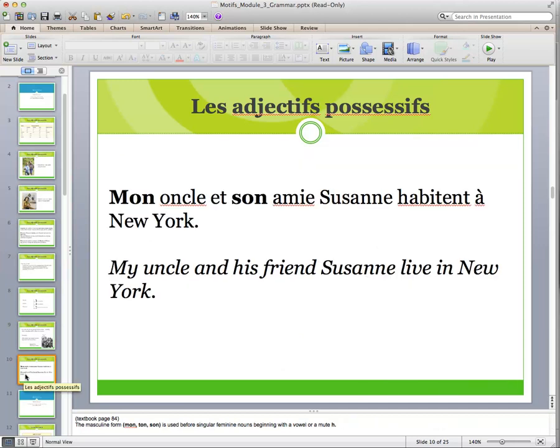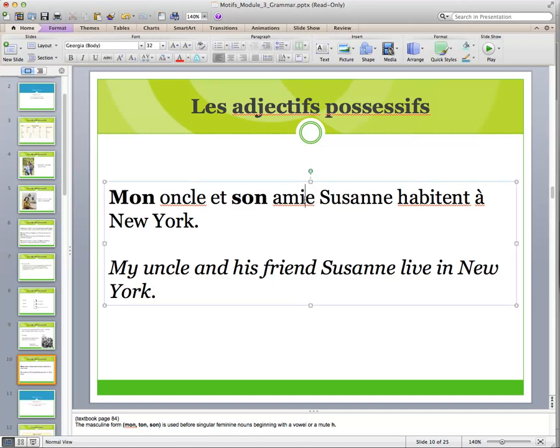Let's look at one last example. Mon oncle et son amie Suzanne habitent à New York. My uncle and his girlfriend, Suzanne, live in New York. One thing that's important to note here is that, and we've said this before, French tongues and French mouths can't put two vowel sounds together.